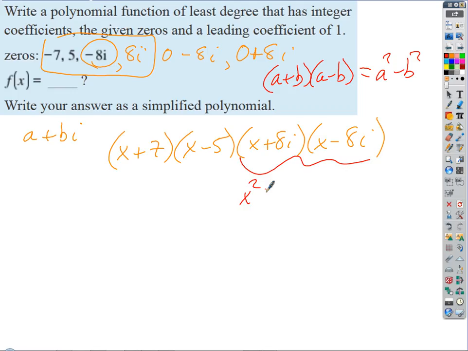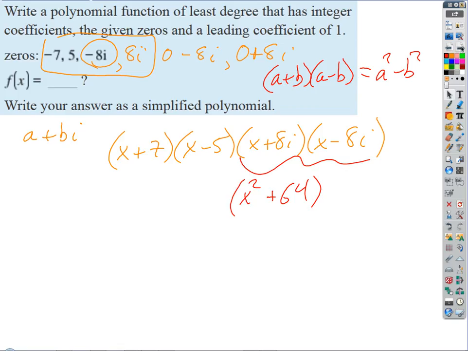X squared minus 8i squared, and 8i squared is negative 64, right? Because i squared is negative 1. See how that works? Okay, so then we'll always multiply conjugates together because they're easy to multiply together, right? And then from there on out, we would just have to expand that whole thing, right?